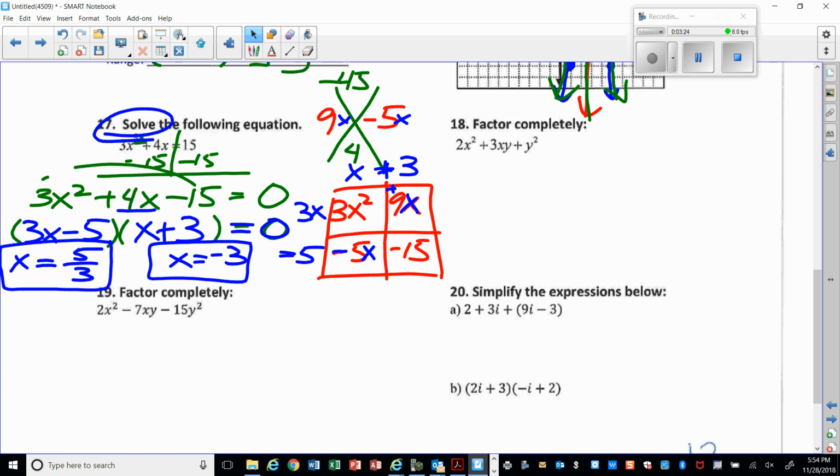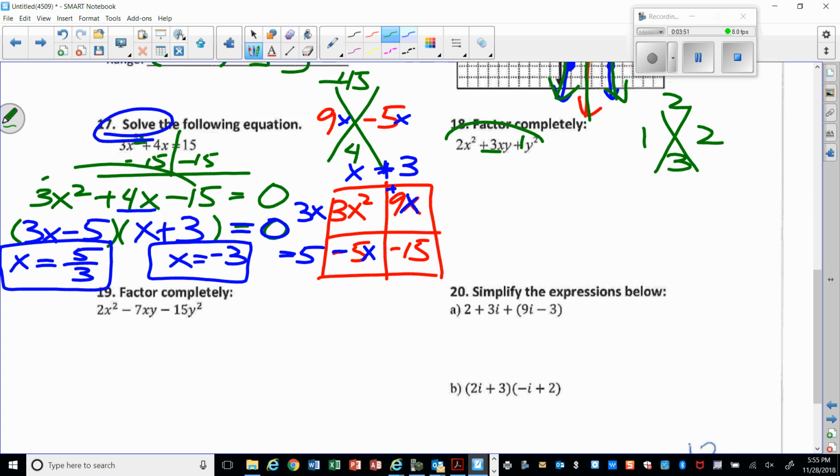And then for 18, I'm factoring that as well. I'm going to do it the same way. I don't have the y's, but I'm still going to do 2 times 1. And so I want numbers that are going to multiply to be 2, and they're going to add up to 3. Well, that has to be 1 and 2. So now I can do my box here.